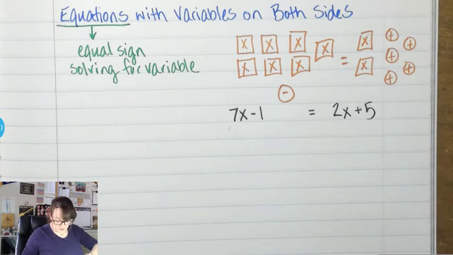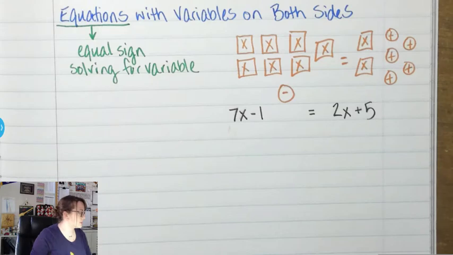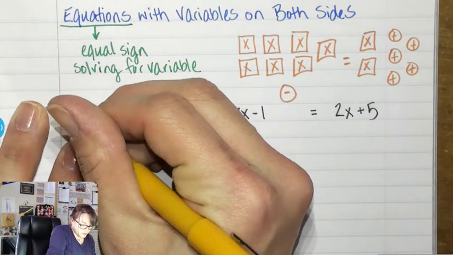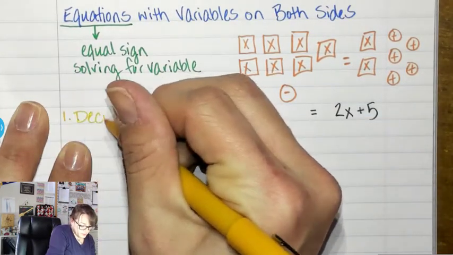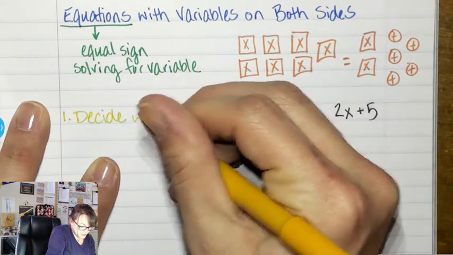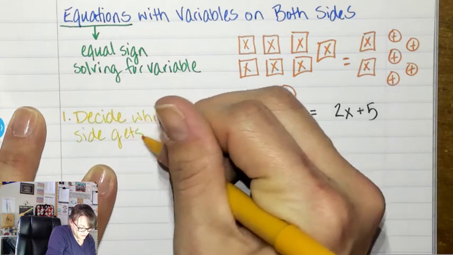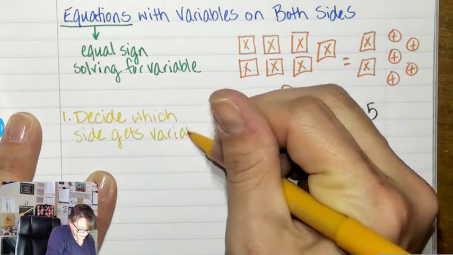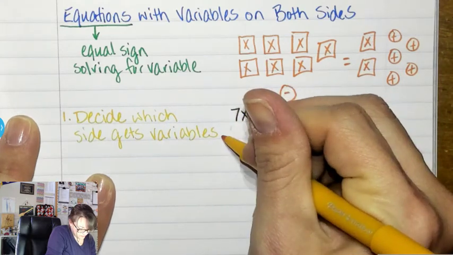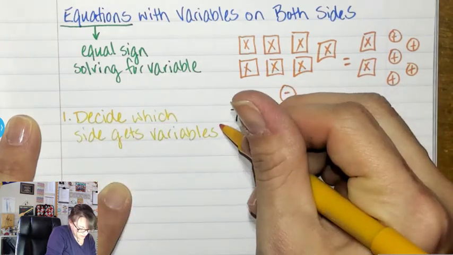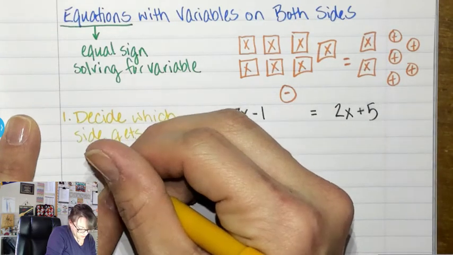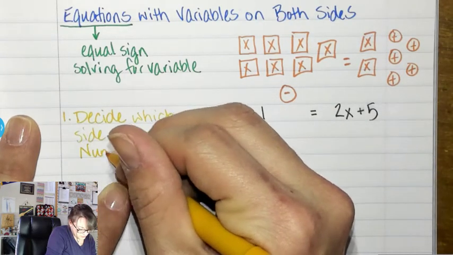All right. So the first thing you're going to have to do, you have to make a decision, and I want you to understand up front, this decision does not affect your answer. You just have to decide. So step 1, decide which side gets the variables and which side gets numbers.